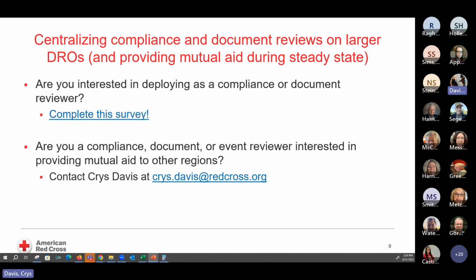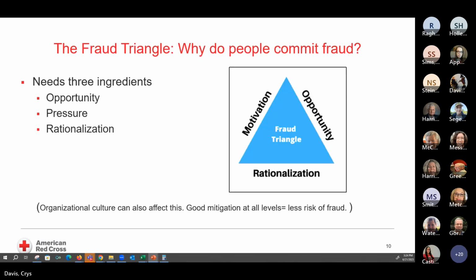Okay, so now let's talk fraud, shall we? We are going to start with the fraud triangle. So why do people commit fraud?